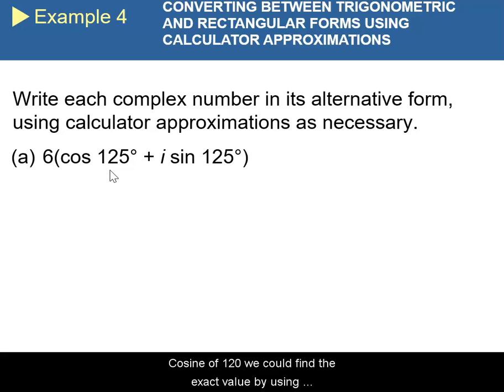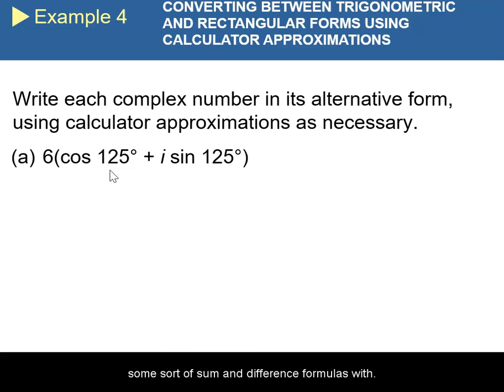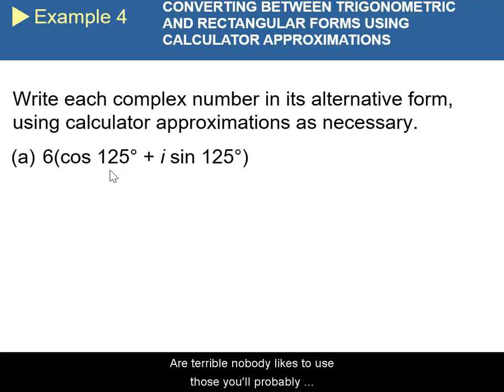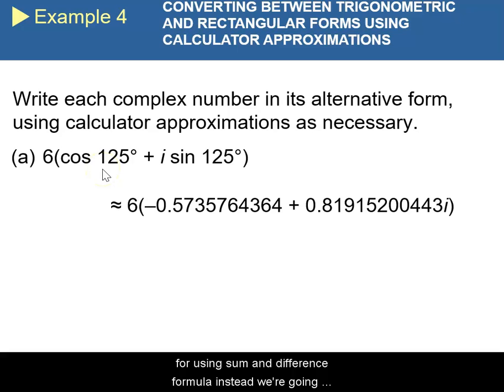We could find the exact value by using some sort of sum and difference formulas, which are terrible. Nobody likes to use those. You'll probably never see them again in your life after this class, or even use them again in this class, to be honest, except for a final that might pop up, and even then I probably won't ask them because they're not used often. But we could find this exactly if we use the sum and difference formula. So instead we're going to use a calculator approximation because that's way easier, right?